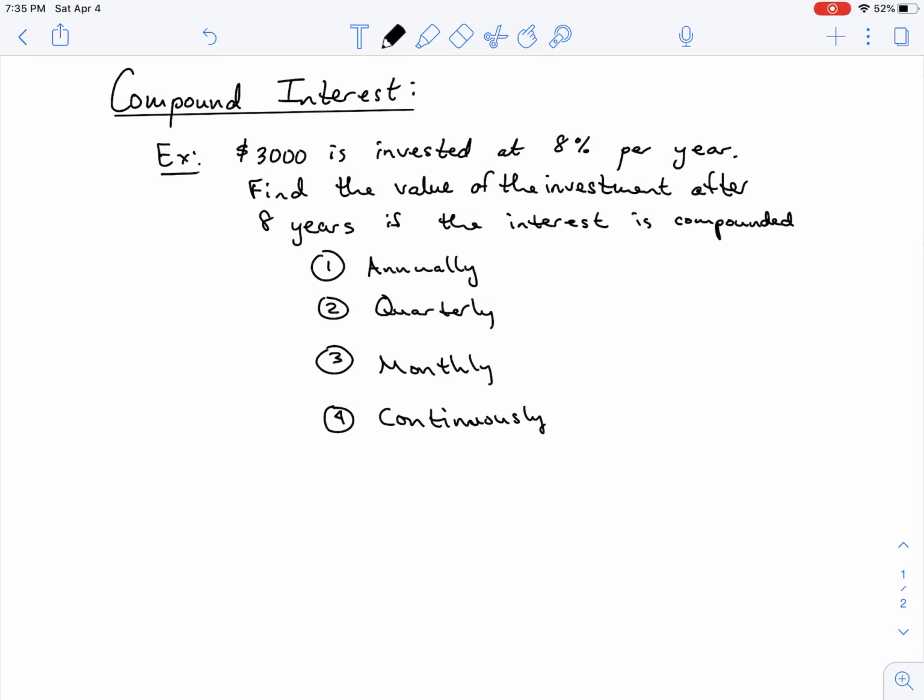Here we'll be working several compound interest examples. The amount of the investment will be $3,000 invested at quite a handsome return of 8% per year. And we're going to find the value of the investment after 8 years if the interest is compounded annually, quarterly, monthly, or continuously. So there's 4 examples built into this one example.